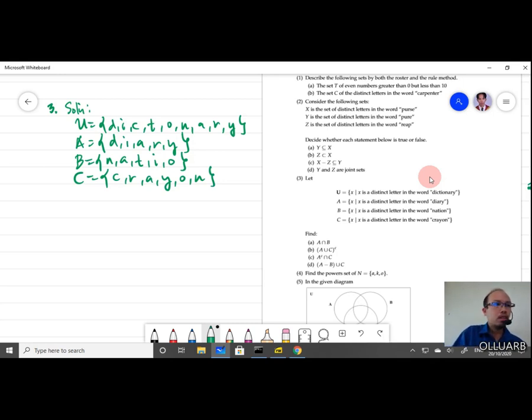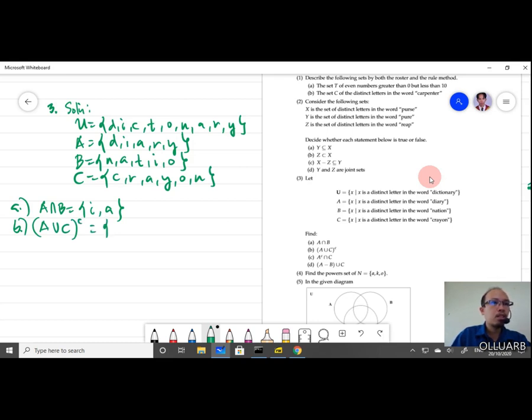To find letter A, we have A intersection B, which is the common elements of A and B. D, I is common, A is common also, R is not a common element, Y. Okay, so I and A is the answer for letter A.